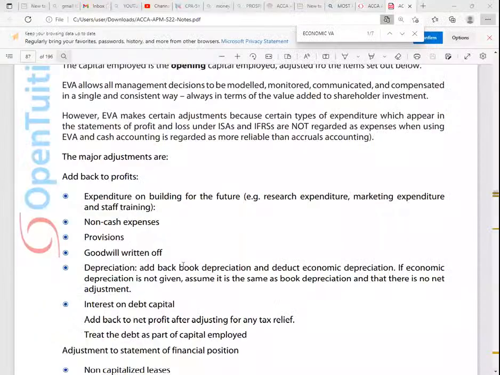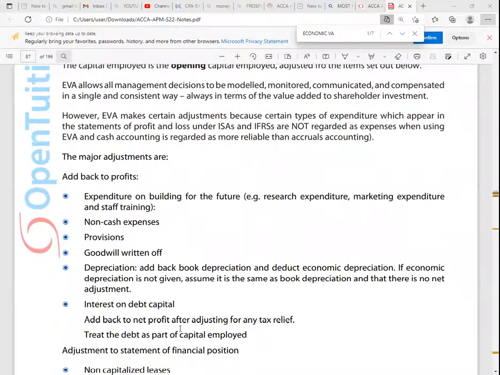That is what this examiner is telling you here: add back book depreciation and deduct economic depreciation. If economic depreciation is not given, assume it is the same as book depreciation and there is no net adjustment.